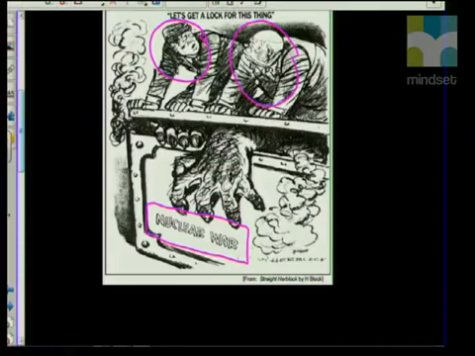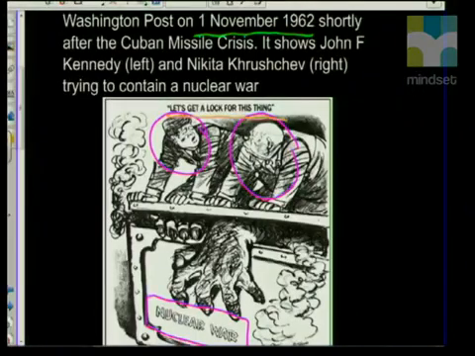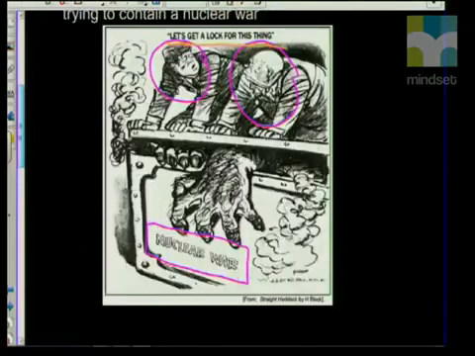And then another thing that most cartoons will have, not all of them, is their own captions as well, or their own writing. So if you look at this one, it says here, let's get a lock for this thing. So you already know from reading the caption that they were trying to contain a nuclear war, okay? And then you read the cartoon itself, they're saying, let's get a lock for this thing. So that is how they were trying to contain it. So in other words, they did not want a nuclear war to take place. So if you look at that cartoon, it's well explained and it's well structured.